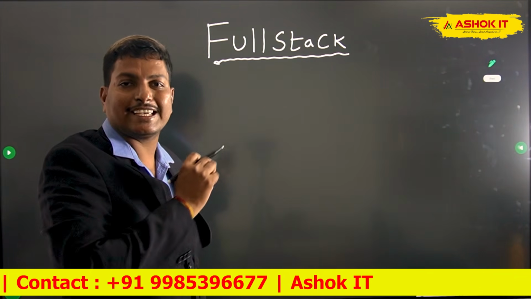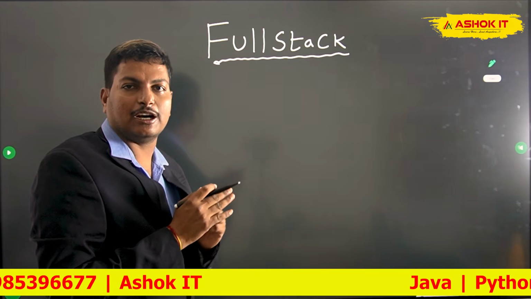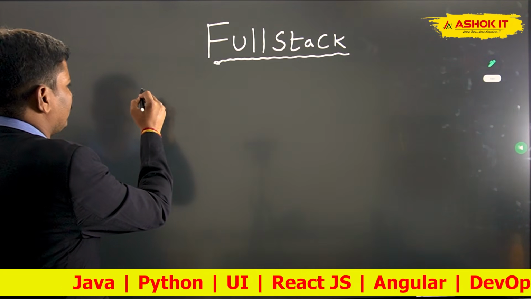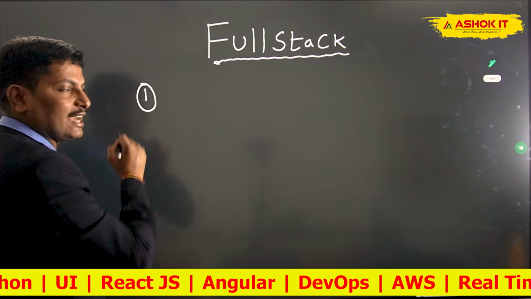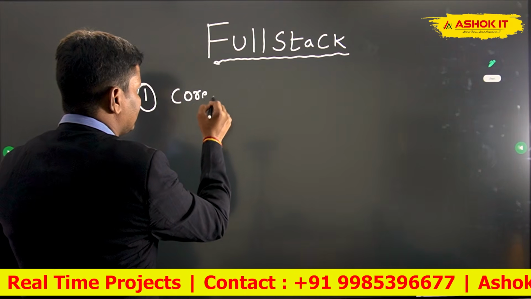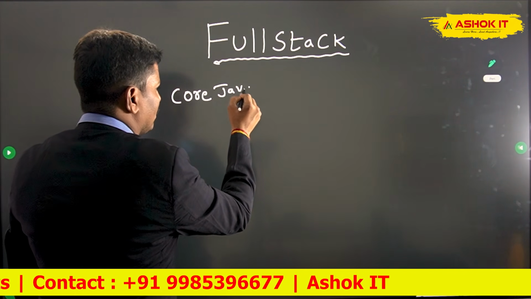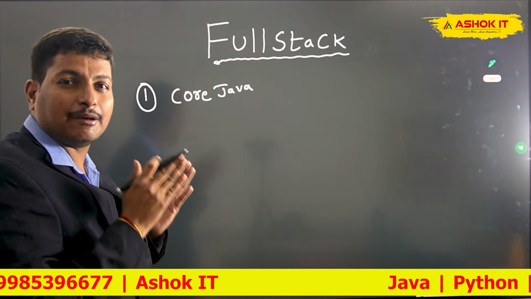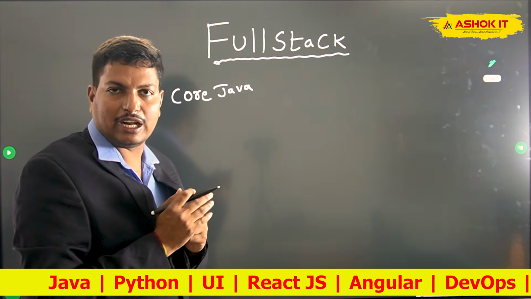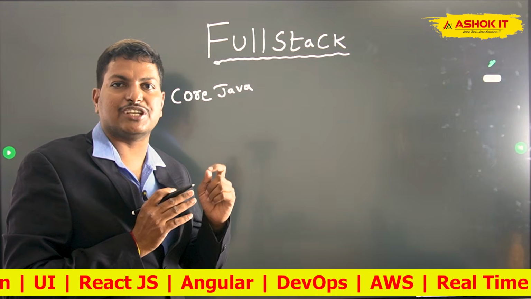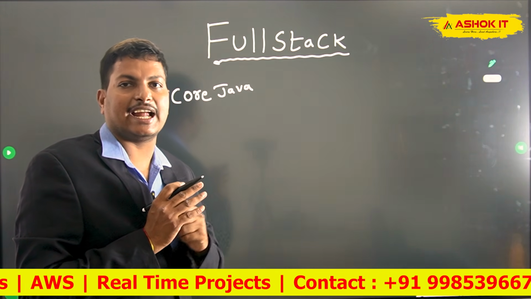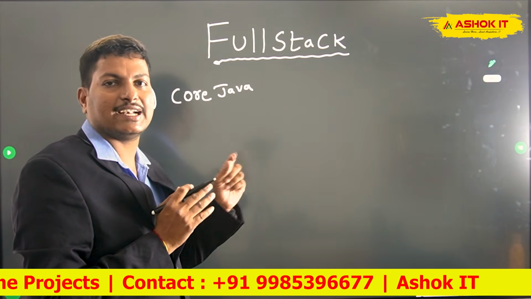Here, I'm going to explain the roadmap to become a Java full stack developer. First, if you want to become a Java full stack developer, the first thing that we need to learn is core Java. Core Java is the fundamental to become a Java developer. Here we are going to learn language fundamentals, object-oriented programming, collections framework, multi-threading, exception handling, Java new features, etc.